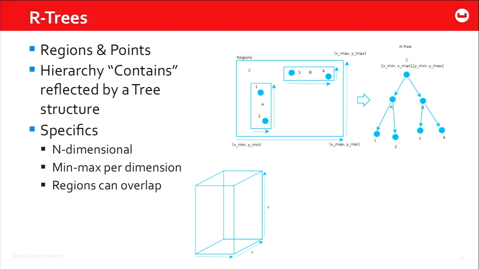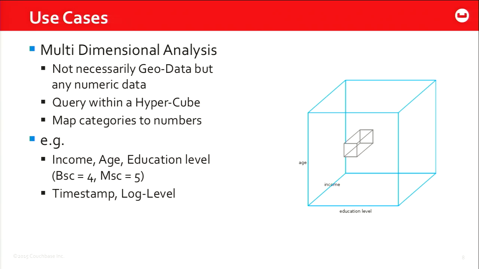The cool thing here is that this tree could not just be 2-dimensional. If you index on geodata, you're talking about 2 dimensions, latitude and longitude. But if you talk about spatial indexes in Couchbase, this could be multi-dimensional, so x, y, z. Then you would just have multiple entries here in your index node. So you could easily say: in my hypercube, I would like to have a specific hyperregion.